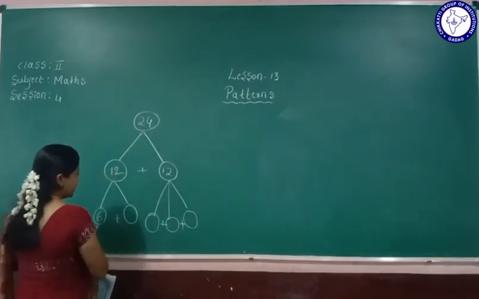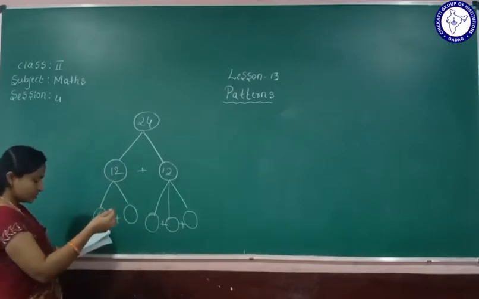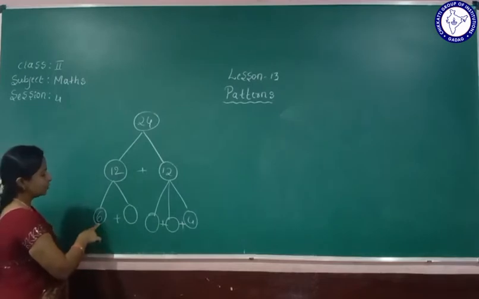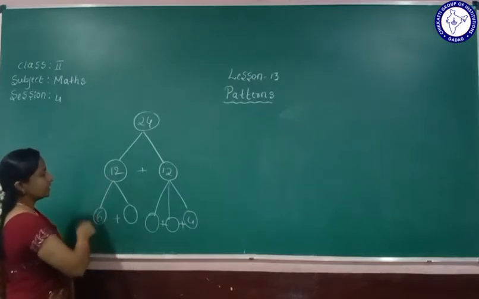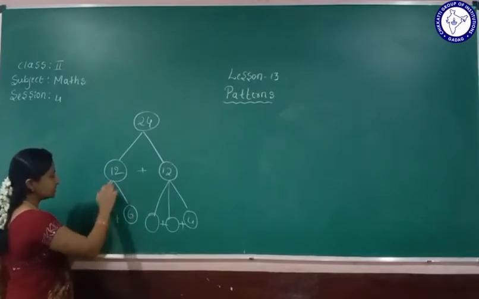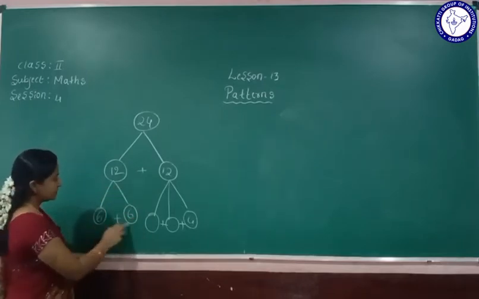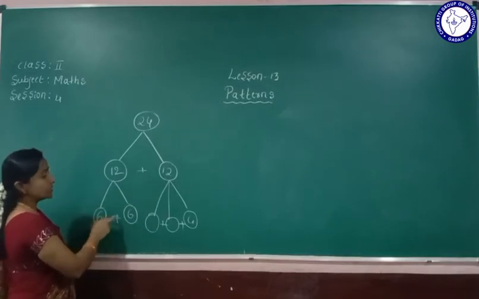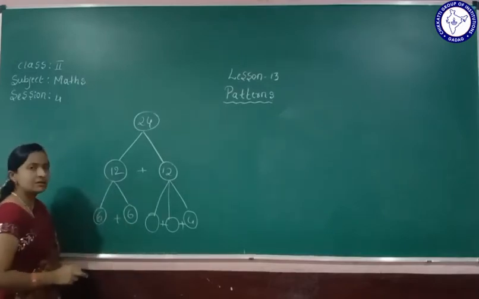So this 12, here 6 is given. Yes, so 6 is given here. So how much do we add to 6 to get the answer 12? That is 6 plus 6 is 12. 6 plus 6, 12. Means 6 is added to 6, and we get the answer 12.